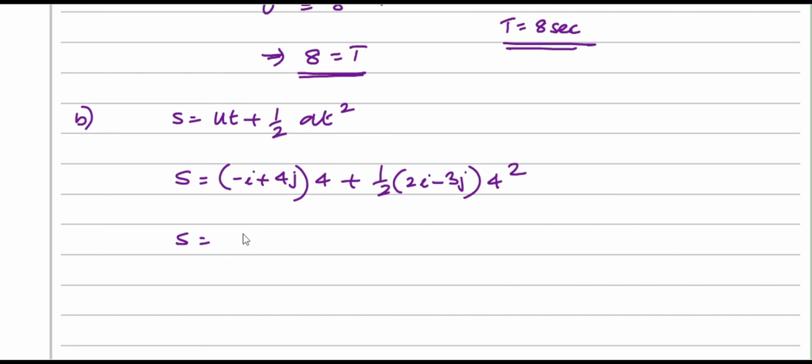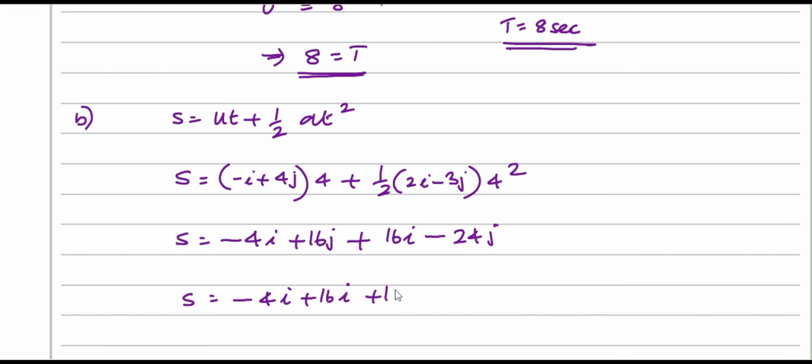That gives s equals minus 4i plus 16j plus 16 times 2, 32, divided by 2 is 16i, minus 16 times 3 is 48, divided by 2 is 24j. Simplifying this, we get s equals minus 4i plus 16i plus 16j minus 24j, that's equal to 12i minus 8j meters.